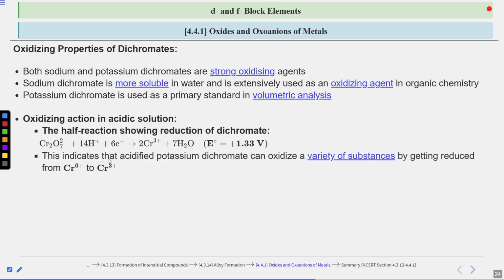This indicates that the acidified potassium dichromate can oxidize a variety of substances by getting reduced from chromium +6 to chromium +3. We say acidified because we are reacting the dichromate ions with H+ ions. So acidified potassium dichromate oxidizes a variety of substances by the reduction from chromium 6+ to chromium 3+.